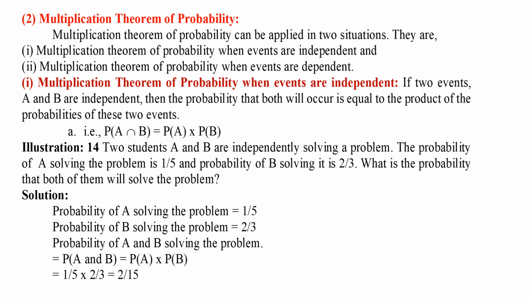Illustration 14. Two students A and B are independently solving a problem. The probability of A solving the problem is 1/5 and the probability of B solving it is 2/3. What is the probability that both of them will solve the problem? Solution. Probability of A solving the problem equals 1/5. Probability of B solving the problem equals 2/3. Probability of A and B solving the problem equals P(A and B) equals P(A) × P(B) equals 1/5 × 2/3 equals 2/15.